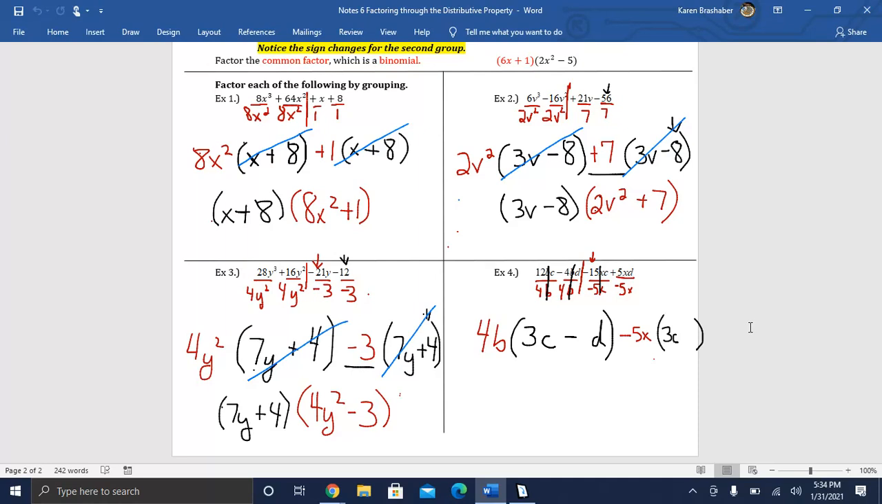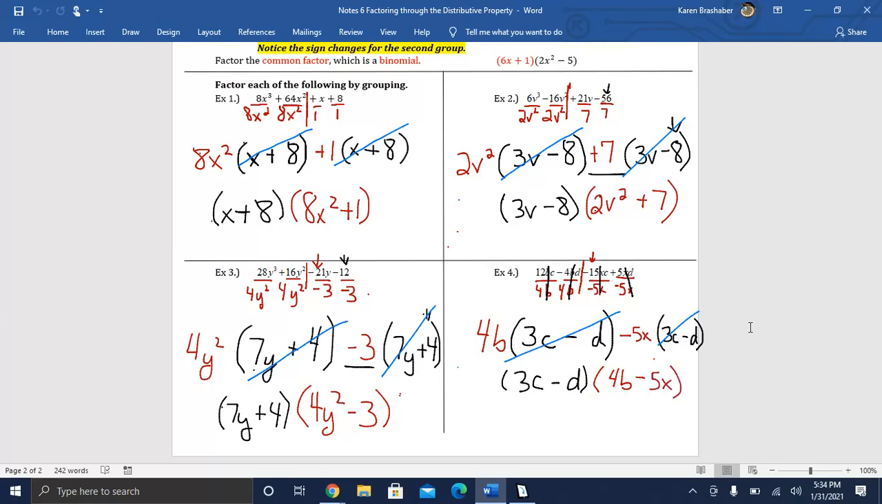Then I have 5 divided by negative 5. That's going to be a negative 1. And the x's cancel, and I have d. So again, I don't really need to write the 1. I can just write d. So notice that I did end up with 3c minus d as my common factor, and then my remaining factor will be made up of 4b minus 5x.